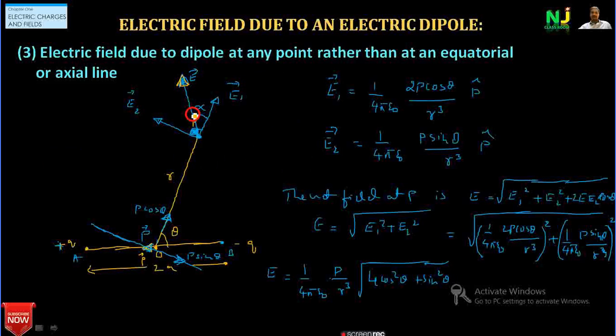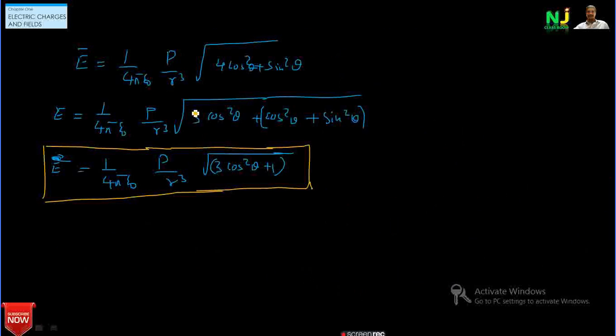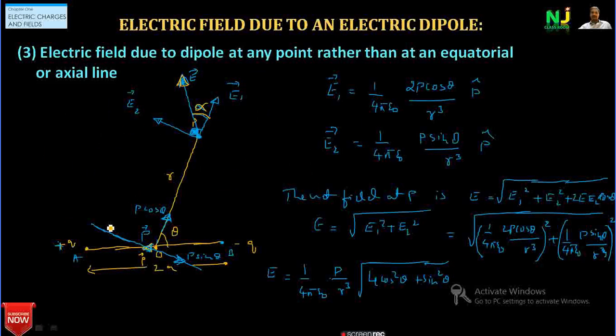So therefore we can find out tan alpha. What is tan alpha? Tan alpha is equal to opposite by adjacent. What is the opposite side? The opposite side is the E2 vector, and the adjacent side is the E1 vector. That is, E2 divided by E1.